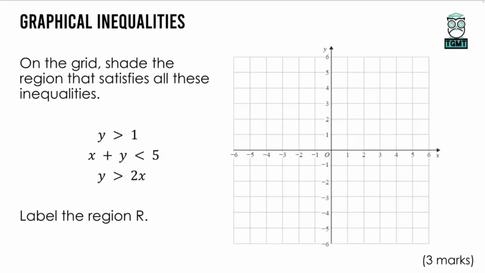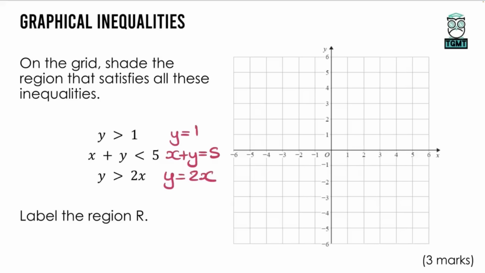And onto some graphical inequalities. Now here it says, on the grid, shade the region that satisfies all these inequalities. In order to draw these inequalities, we want to just change these symbols into equal signs for the moment. We have y equals 1, we have x plus y equals 5, and we have y is equal to 2x.